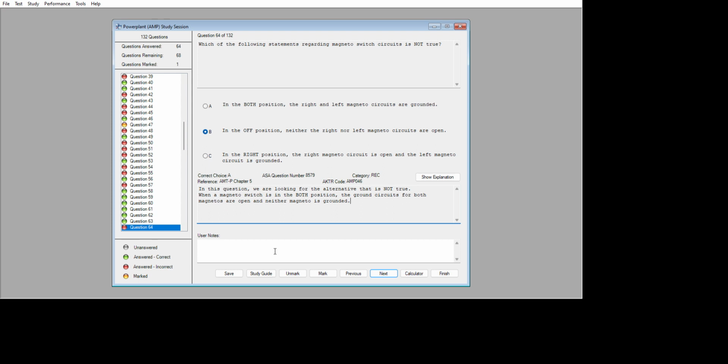When the magneto switch is in the both position, the ground circuit for both magnetos is open and neither magneto is grounded. In the off position, neither right or left magneto is open. That's true. In the right position, the right magneto is open, and the left magneto circuit is grounded. So the one that is not true is that in both positions the right and left magneto circuits are grounded.